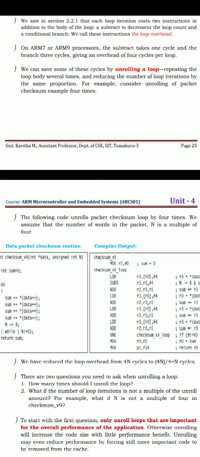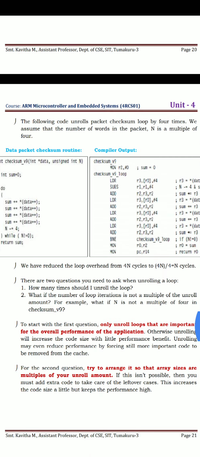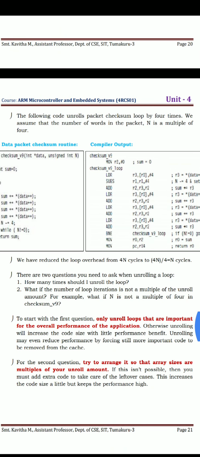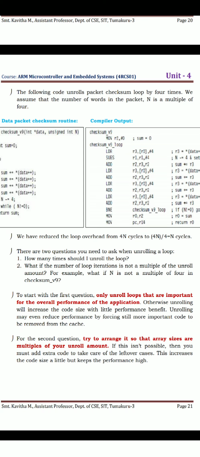So what do we mean by unrolling? It means we can repeat, or write, the loop body instructions many times and reduce the number of loop iterations by the same proportion. So now consider the same data packet checksum problem. We shall unroll the loop body 4 times. Here we assume that the number of words in the packet, say n, is a multiple of 4. For example, if there are 64 words in the packet, then the loop body can be repeated 4 times and the number of iterations can be reduced to 16. That is 64 by 4, it constitutes 16.